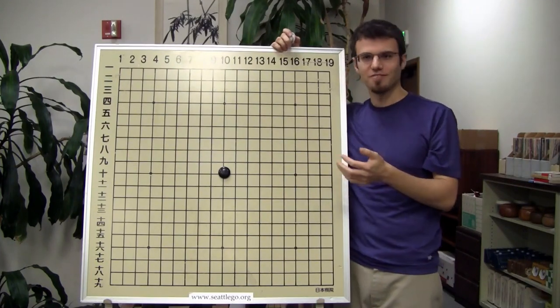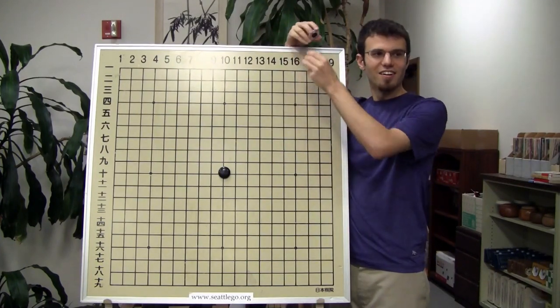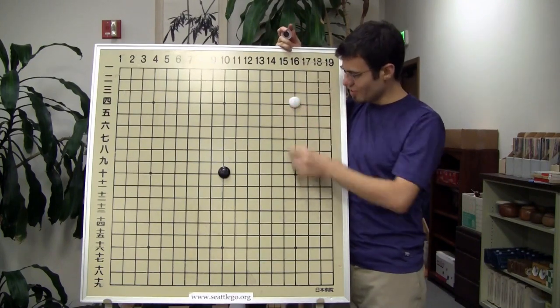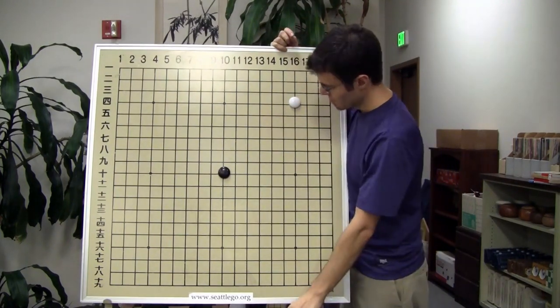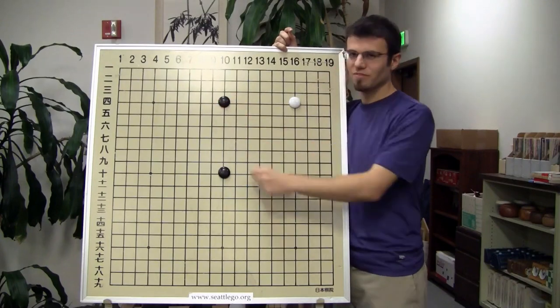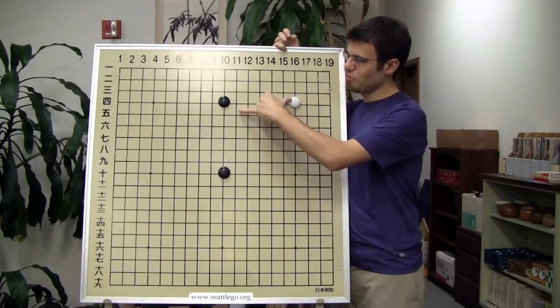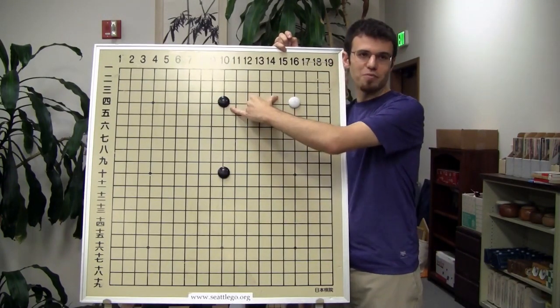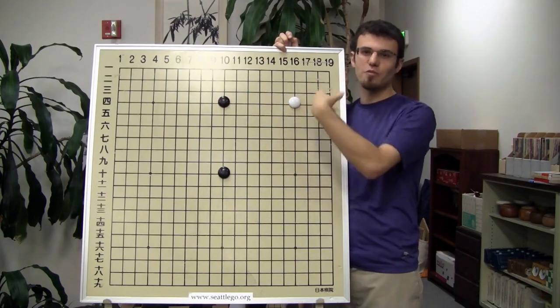White has lost. You're not thinking that maybe this is a bishop. Now let's say white plays a normal looking move. White plays this move, sort of preempting any white five space extension here. Right, it just takes that five space extension right away.